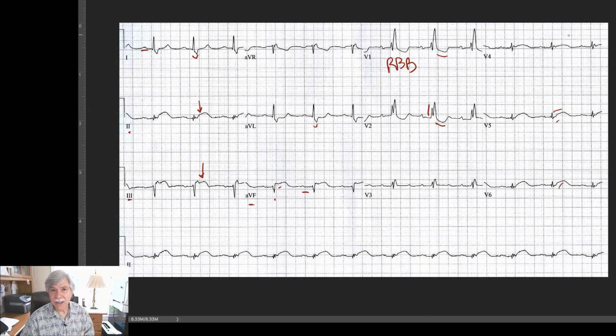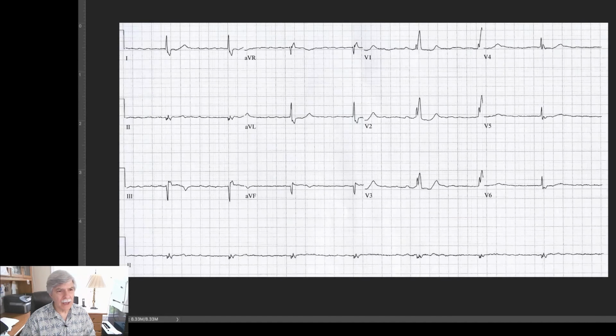But I was reading ECGs the next day, and this is the ECG that came across. And this is kind of what piqued my curiosity.